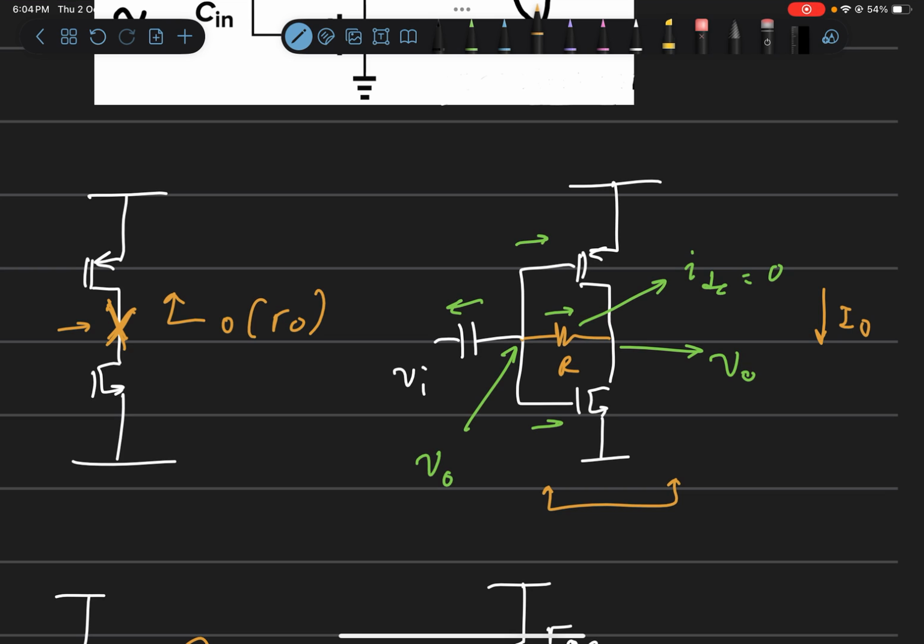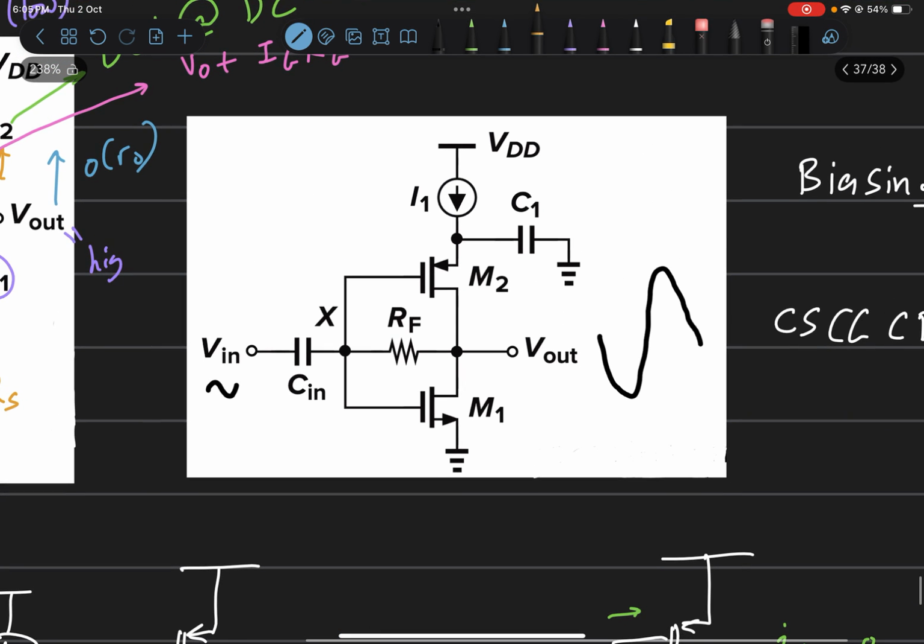Now what if we would want to have some control over the value of I0? Because here the value of I0 is controlled by the equations and basically by the sizing and mobility factors and all of them. But if we want to have an exact number for the amount of current that is flowing through this branch, we may put a current source here. Ignore C1 for the time being. For DC, this current source will define the value of the output DC.